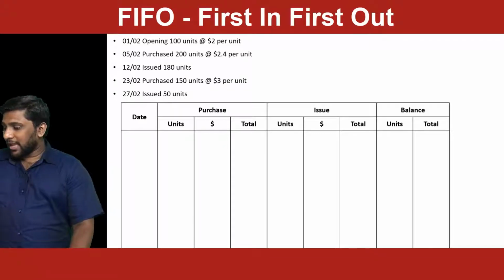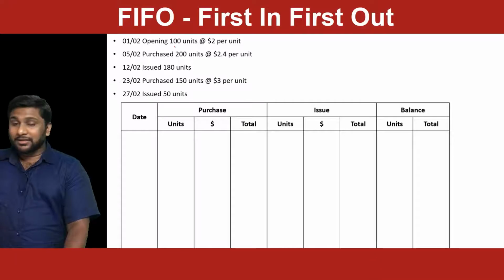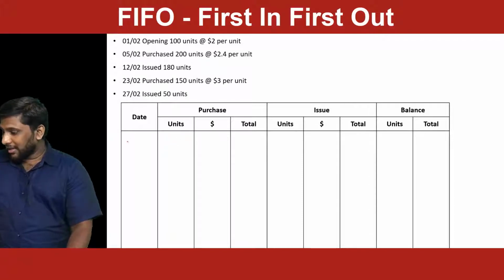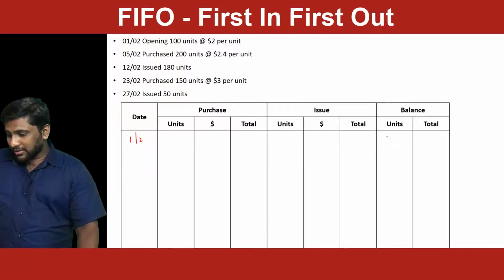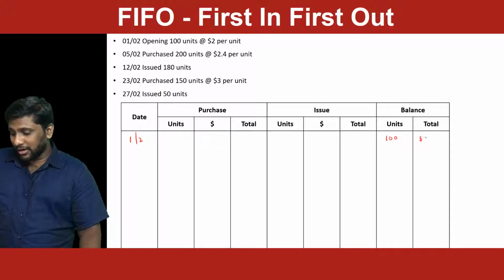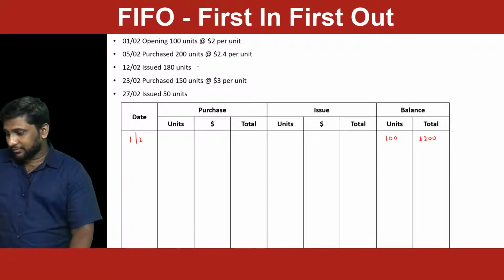1st February there is opening. How many units? 100 units are there. And each unit value is how much? $2. So you can take your opening balance directly under your balance column. So I'll write the date 1st February. How many units are there? 100 units are there. Each unit value is $2. Then what's the value of that 100 units? It should be $200. So that is done.